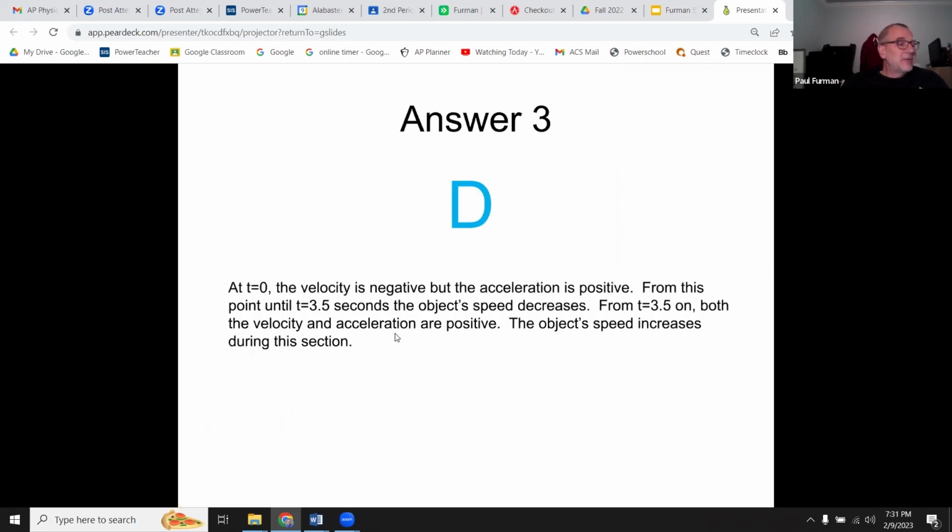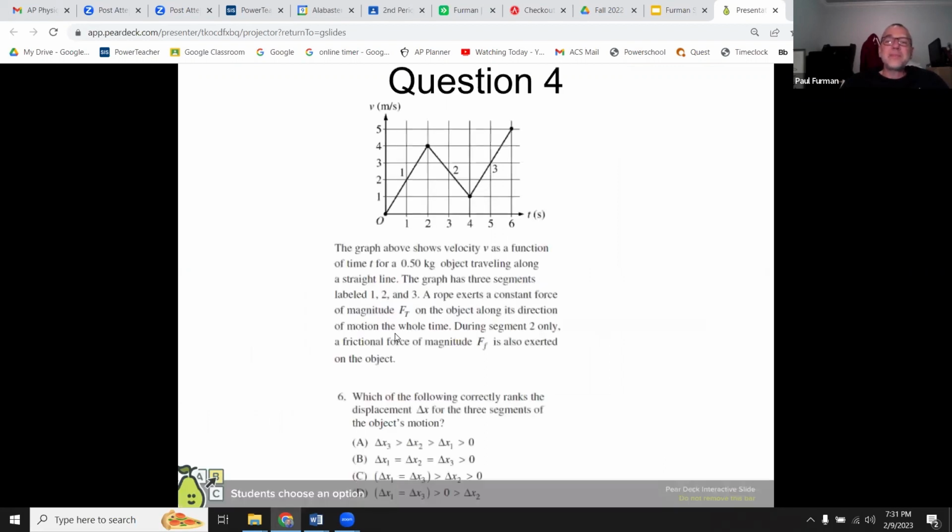So the answer on that one is D. It decreases until it hits zero, and then it's increasing beyond that. The other thing that you can easily get from a velocity time graph is the displacement of an object.